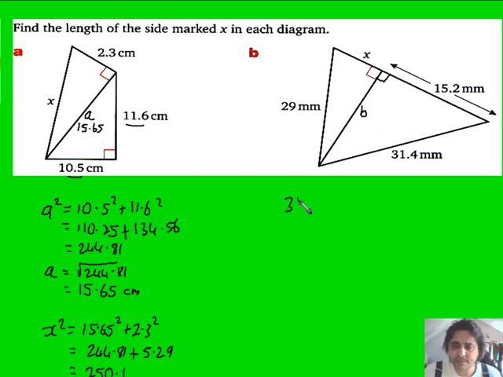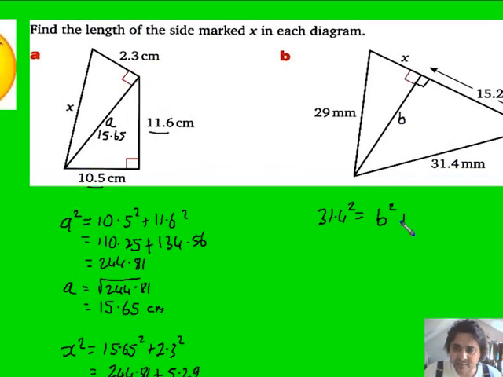So let's do it the proper way. 31.4 squared is basically this baby squared plus the 15.2 squared, right? So we take the 15.2 next door and subtract. That's how we do it. So to get the little baby, 31.4 squared minus 15.2 squared. Work that little bit out.